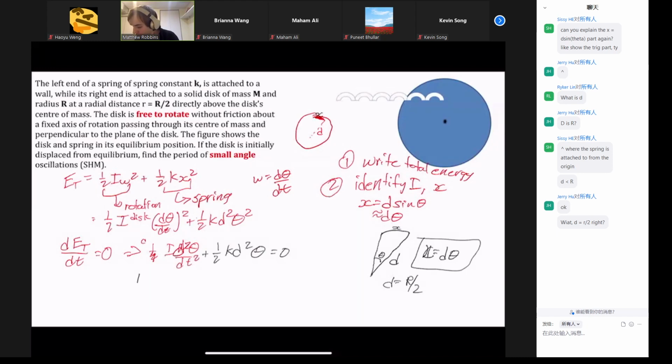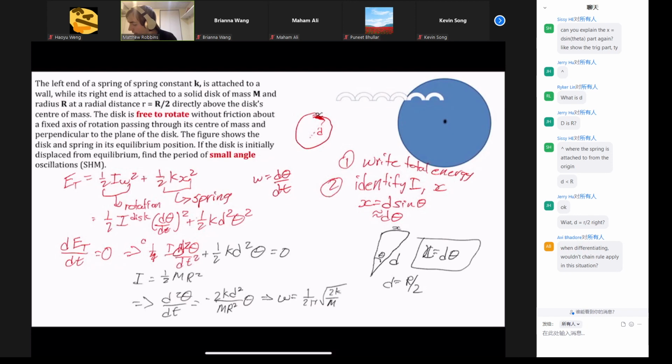And if one notes that the moment of inertia of a disk is equal to 1 over 2 mr squared, that's going to give you a differential equation that looks like the second derivative equals negative 2 kd squared over mr squared times theta, which implies that omega is equal to 1 over 2 pi square root 2k over m d over r, which means that the period is equal to 2 pi over omega. There we go.